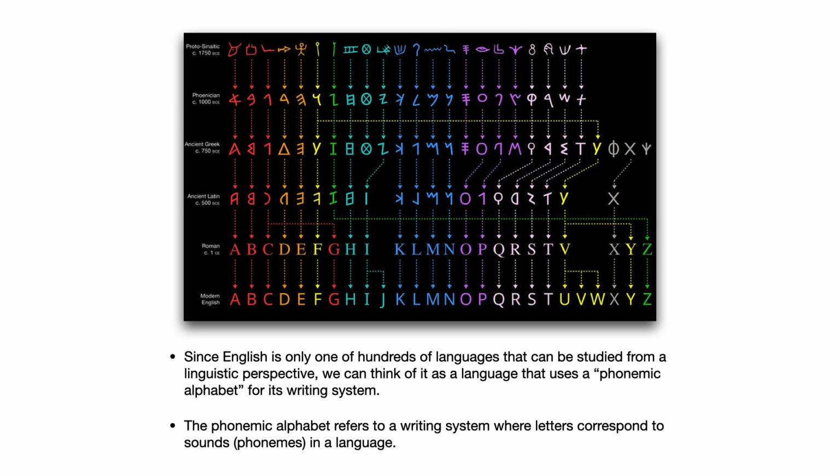Since English is only one of hundreds of languages that can be studied from a linguistic perspective, we can think of it as a language that uses a phonemic alphabet for its writing system. The phonemic alphabet refers to a writing system where letters correspond to sounds, phonemes, in a language.